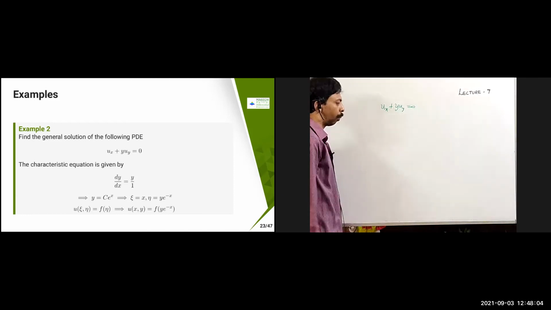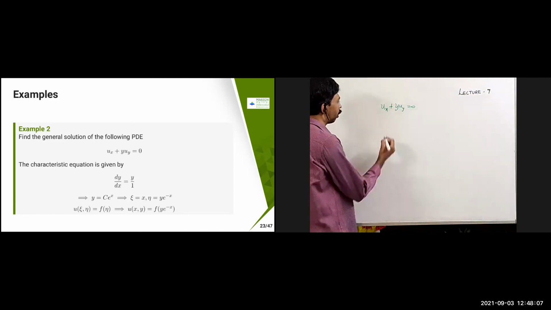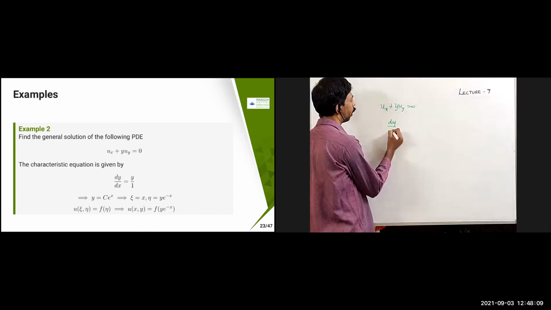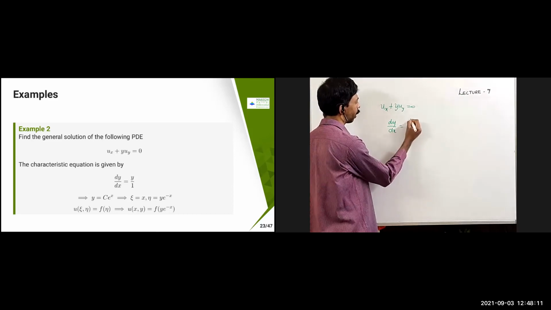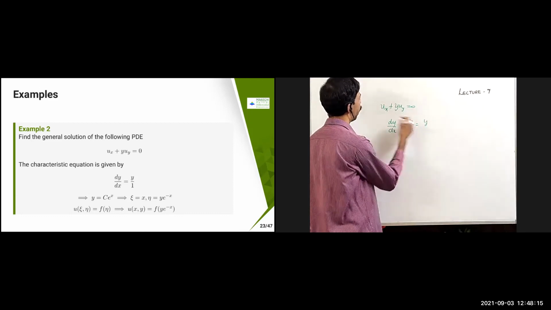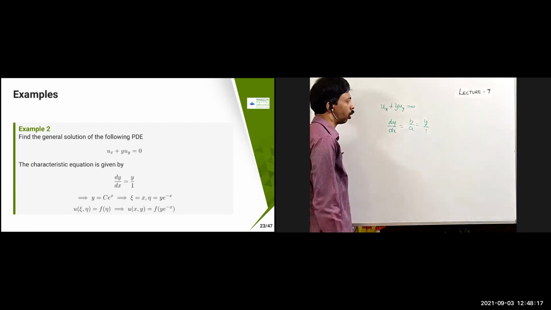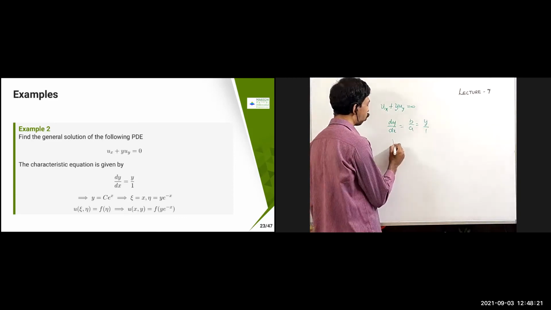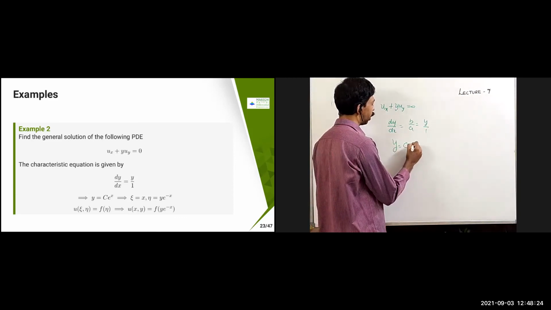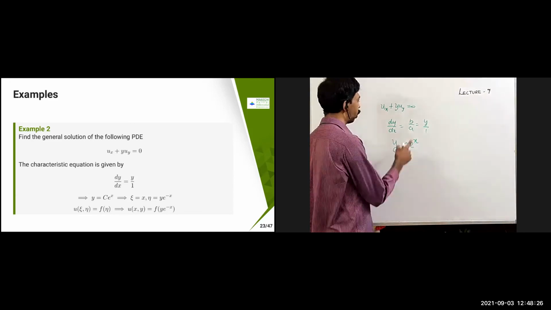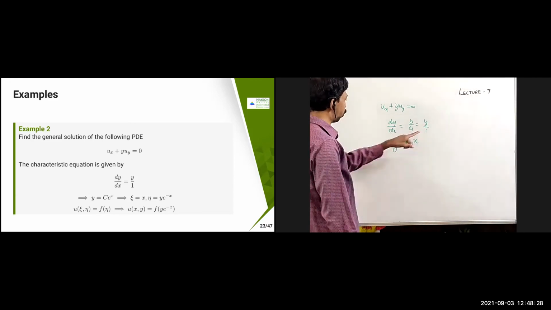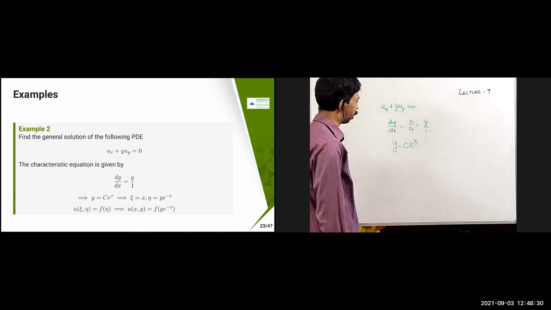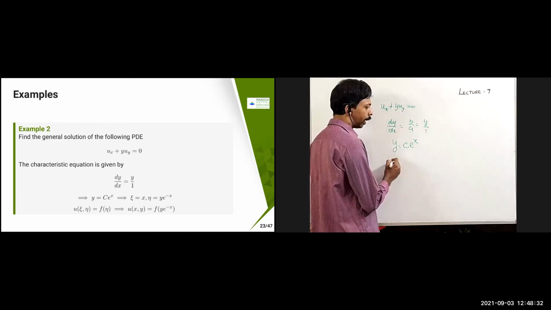Let us solve this problem. Okay, so what is the characteristic curve? dy by dx equal to b by a is the characteristic curve. Okay, what is b here? b is nothing but y, a is nothing but 1. So dy by dx equal to y by 1 is the characteristic curve. So that means dy by y, and y equal to c e power x is going to come. c is some constant.